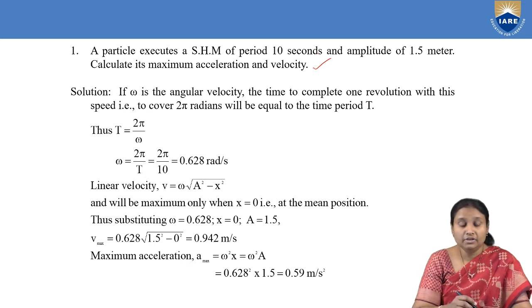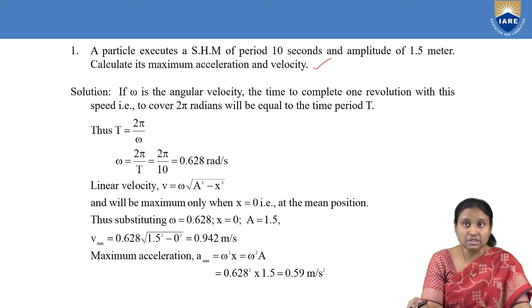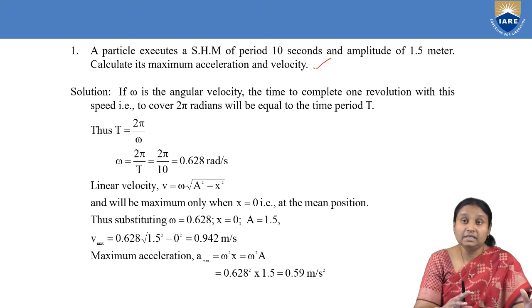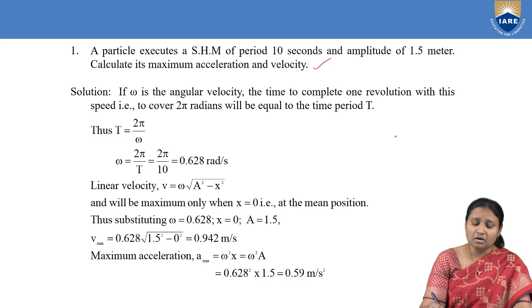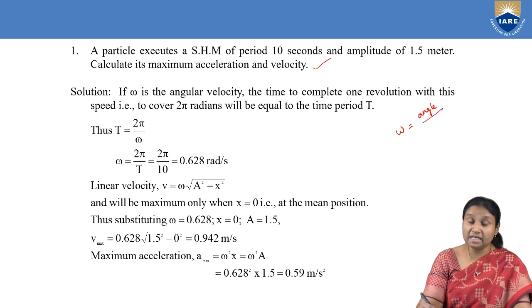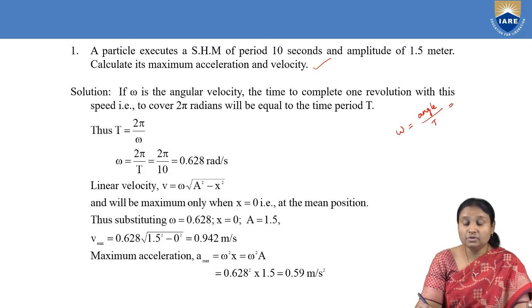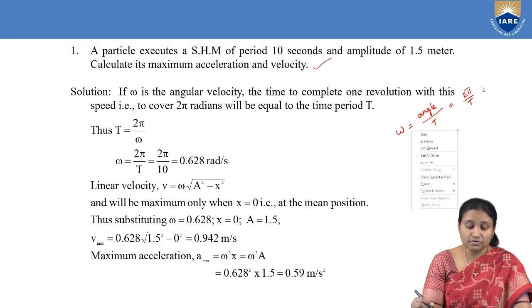We know that if omega is the angular velocity, then how are angular velocity and time period related? Angular velocity omega is given as the angle described in one revolution divided by the time taken to complete one revolution. And the angle described in one complete revolution is 2 pi. So omega is equal to 2 pi by time period T, and from this we have the time period as 2 pi by omega.